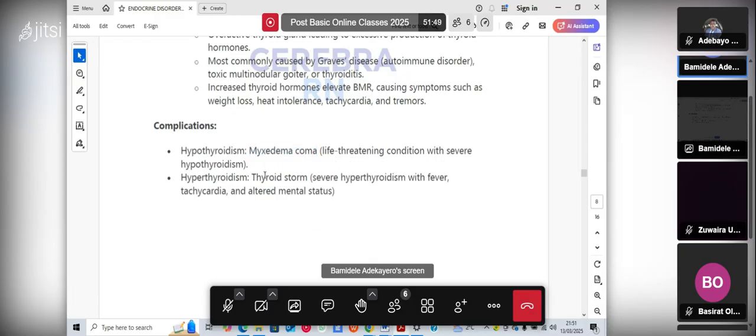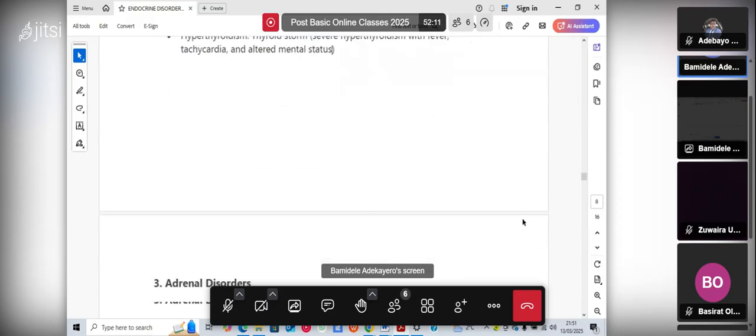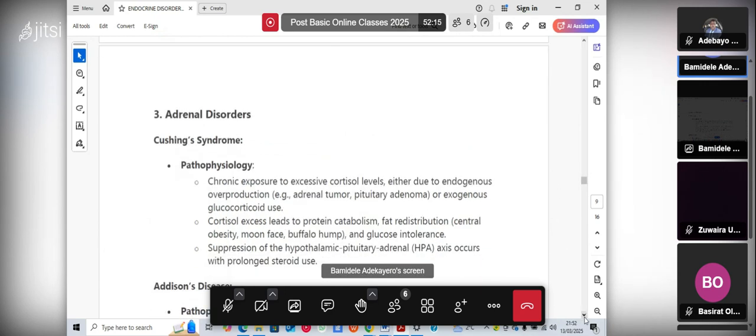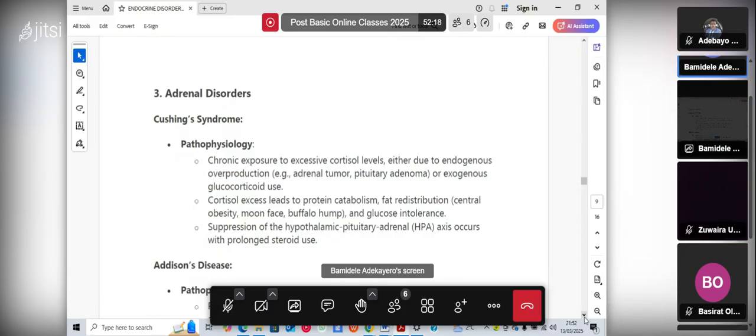All right. And then in hyperthyroidism, because we are all active, your heart is racing, your body is hot, your brain is overfunctioning, you have what we call thyroid storm. It presents with fever, tachycardia, and altered mental status. It's going to affect your mental ability. Adrenal disorders. These are the ones affecting the adrenal gland.